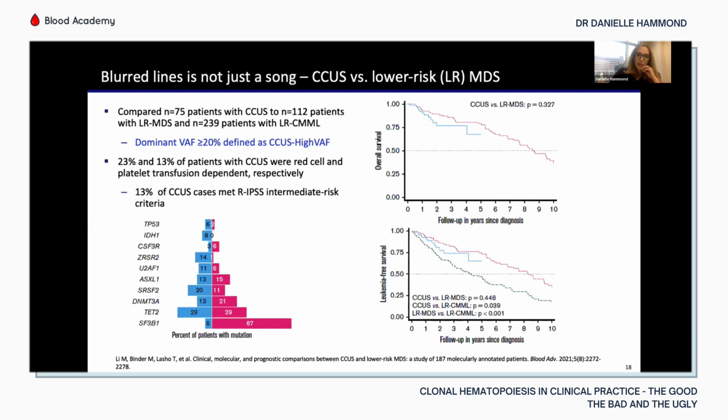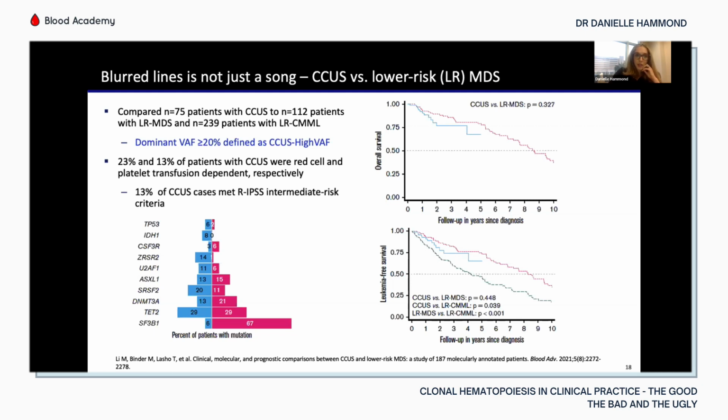And interestingly enough, if you extrapolated the revised IPSS criteria from MDS and applied it to the CCUS cohort, 13% of patients actually met the criteria to be intermediate risk per this. Again, probably reflected by these fairly clinically significant degrees of cytopenias.